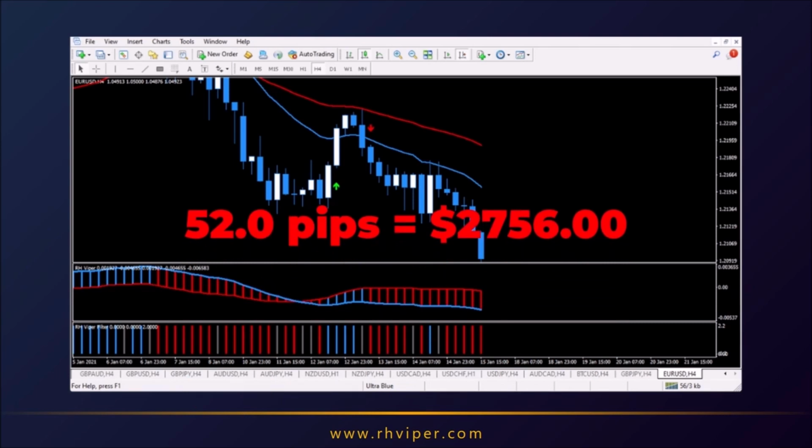It was really easy. Again, we did get this little bit of a pullback in here, but because we don't place our stop loss right on that blue moving average, we do keep a little bit of a space above it. We were safe. It didn't touch the stop loss. We managed to get the full amount on this trade.